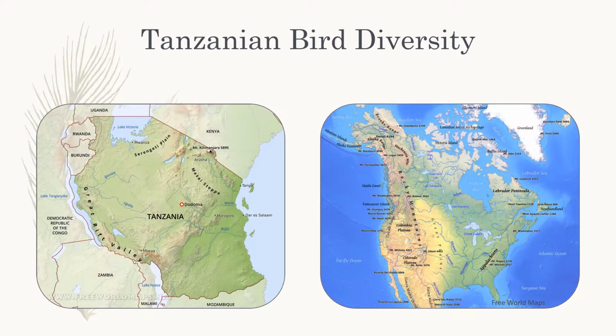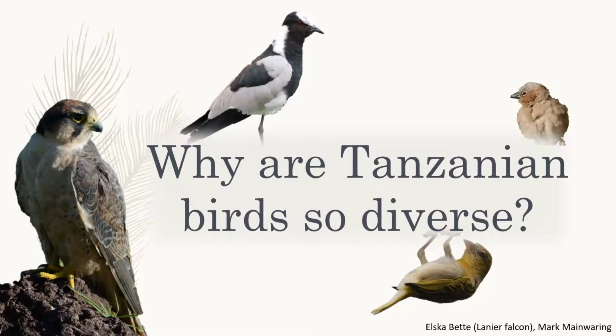Although Tanzania is a relatively small country when compared to the United States, only about 1/10 of the size, they have approximately equal bird diversity, as you can see here, about 1,050 species in Tanzania and only a slight increase, 1,114 species for the United States. Why are Tanzanian birds so diverse?